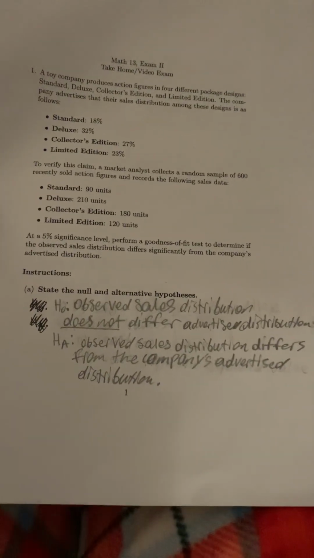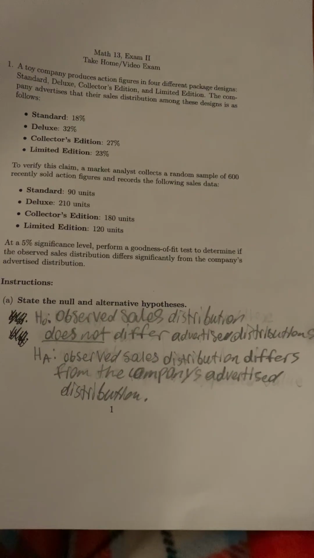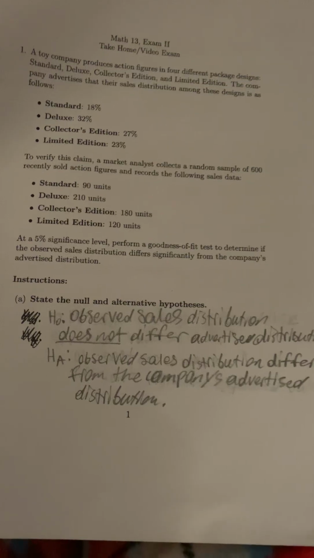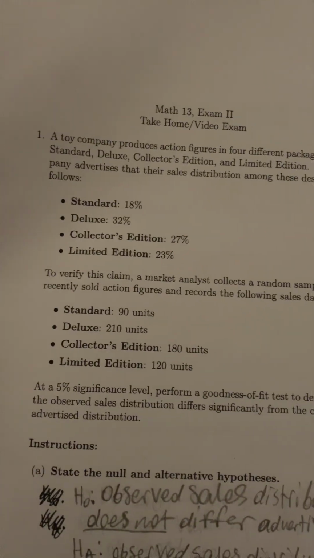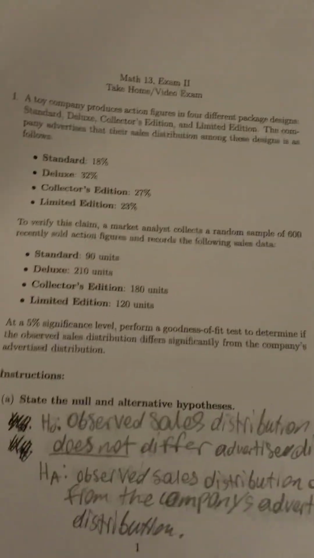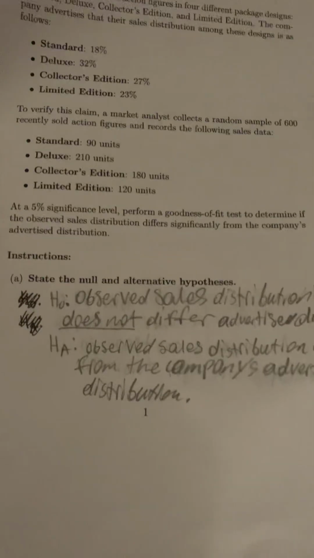Hi, for the first question, it says state the null and the alternative hypothesis. So the null is the observed sales distribution does not differ from the advertised distributions. So that would be this, like what it is right here. It doesn't differ. The alternative would be observed sales distribution differs from the company's advertised distribution, because it's an alternative to the null. So whatever the null is, the alternative is exactly the opposite of that.